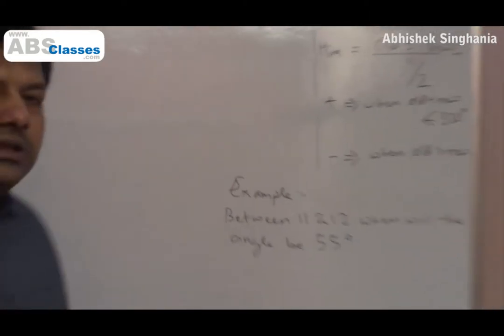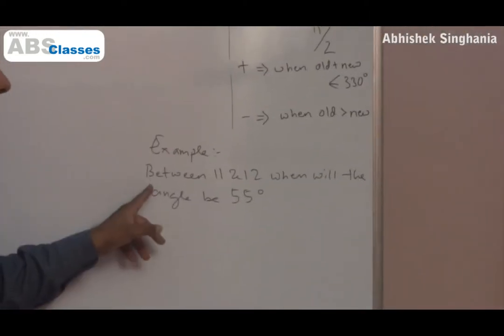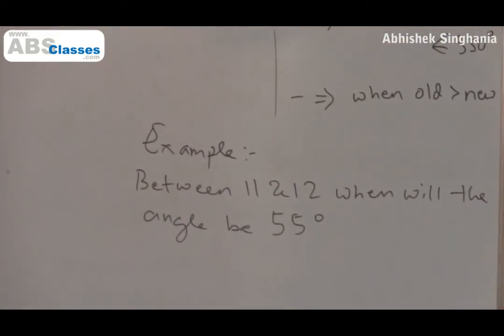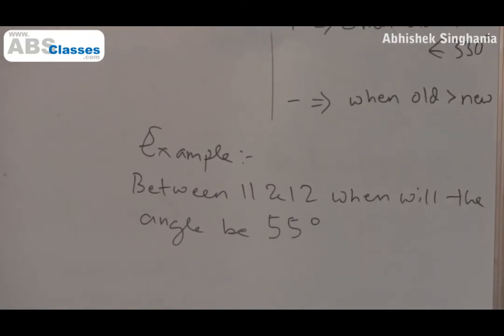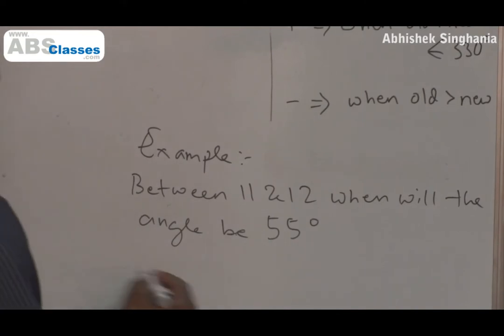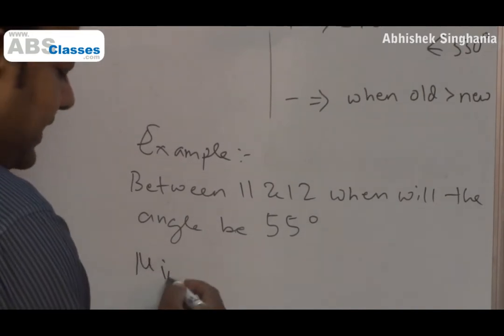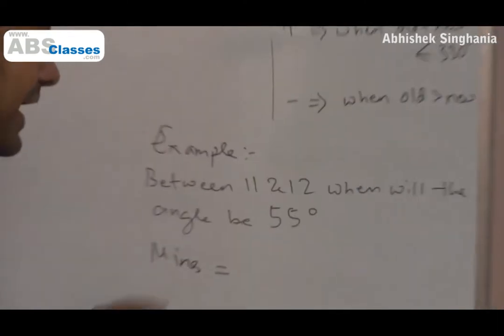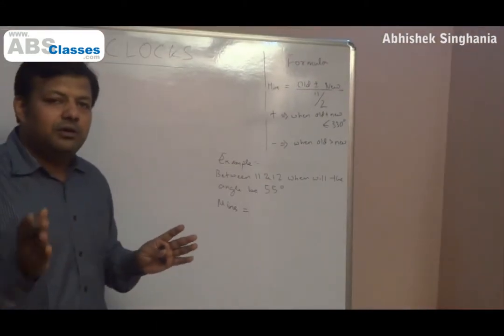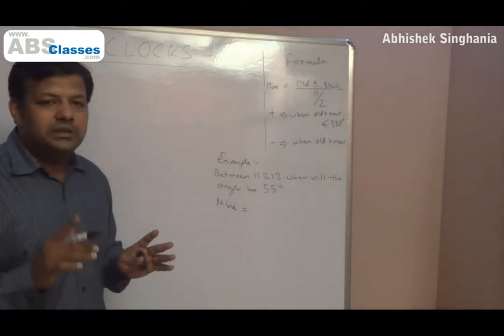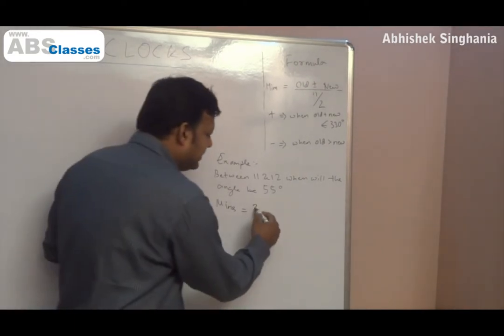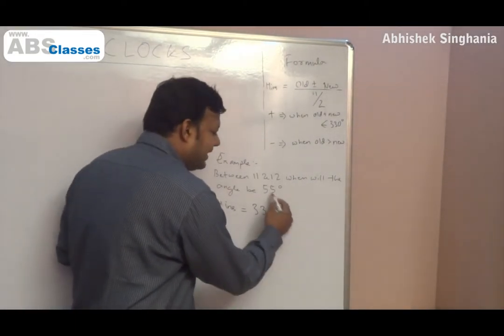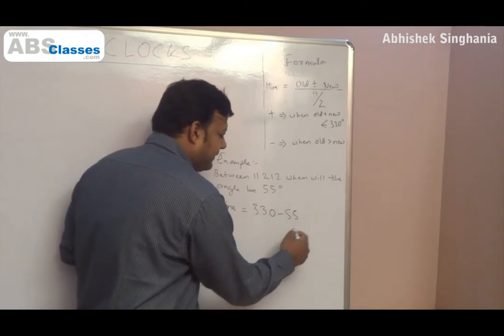This is a different question than what we have been doing. Between 11 and 12, when will the angle be 55 degrees? So here they have given us the angle, they are asking us the time. So using that formula, minutes is what they are asking. Old angle means between 11 and 12, so we are looking at 11 o'clock. 11 o'clock means 11 gaps, each gap is 30 degrees. So it is 330. New angle they have given us 55, right?